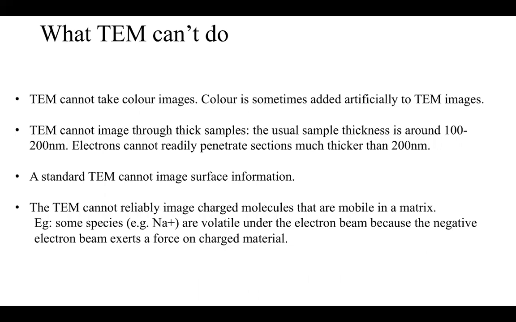So there are some limitations as well. What TEM can't do: TEM cannot take color images. If you see color images, these are false colors, right? They're artificially added to the TEM. And TEM cannot image through a thick sample, so you need to make it thinner. Usually we keep the sample thickness around or below 100 nanometers if you want to go for high resolution TEM. Electrons cannot readily penetrate sections much thicker than 200 nanometers.